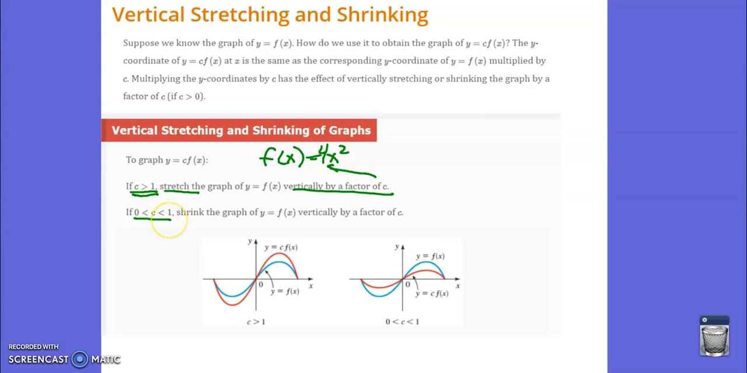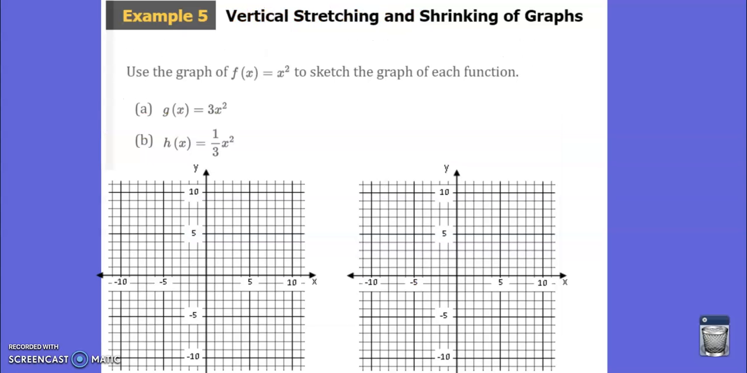If c is in between 0 and 1, so what if I had y equals 1/2 x squared? If I had something like that, it's going to literally shrink it vertically by a factor of 1/2. So it's only going to grow half the value with a fraction in front of it. So here I have an illustration. Use the graph f of x equals x squared to sketch the graph.